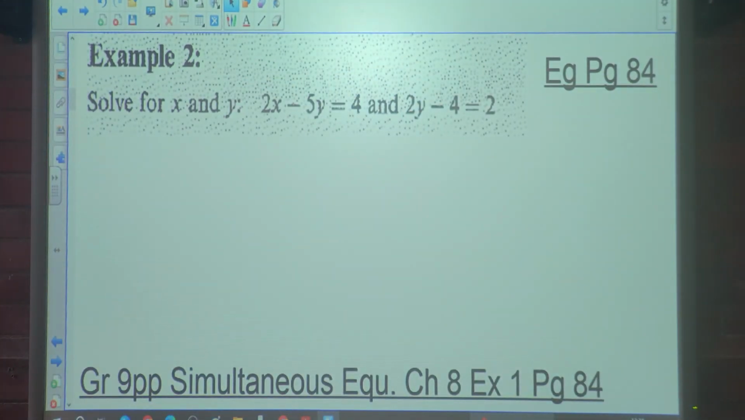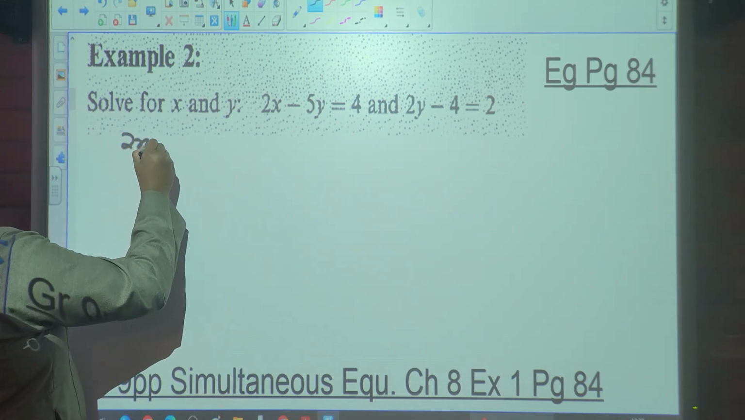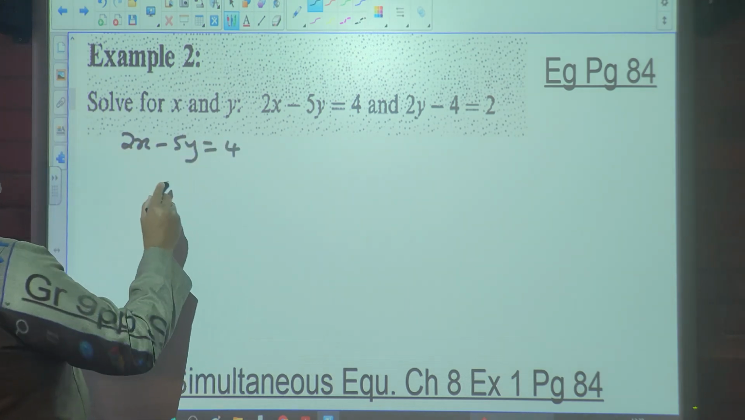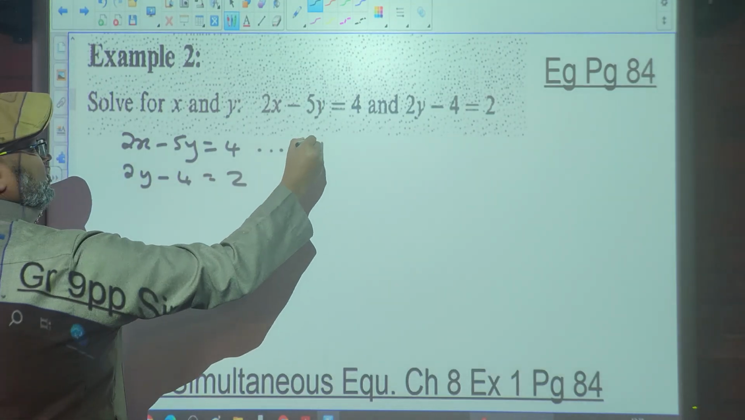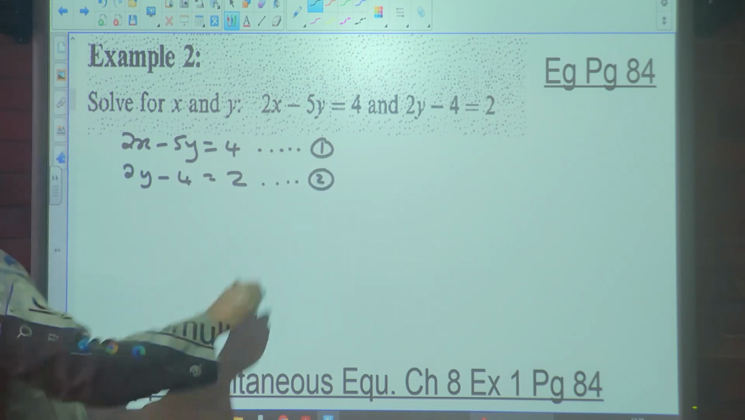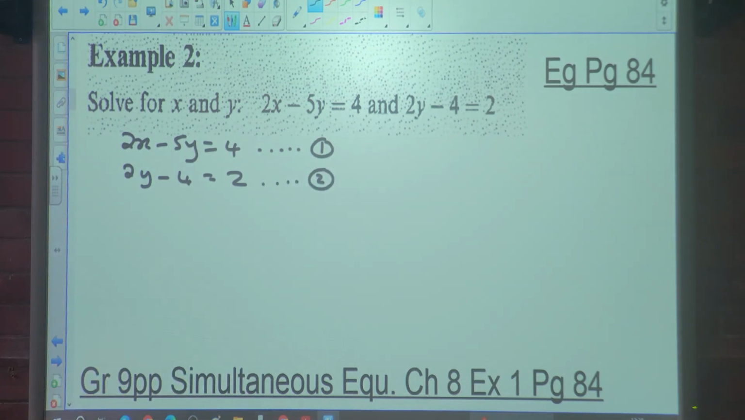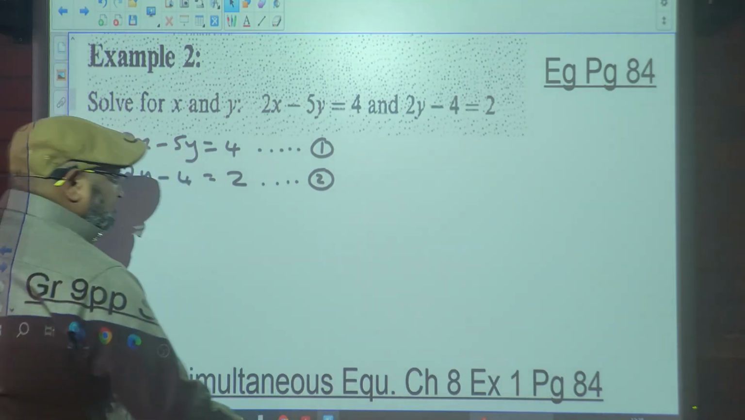Example 2. Solve for x and y. So we've got equation 1, which is 2x minus 5y equals 4, and 2y minus 4 is equal to 2. This is equation 1 and equation 2. Right. Which equation has one unknown only? Equation 2. Equation 2 only has a y. Not so?